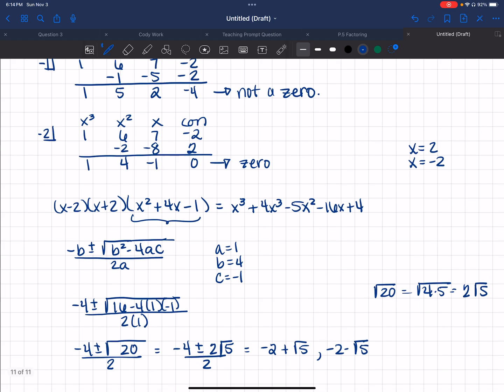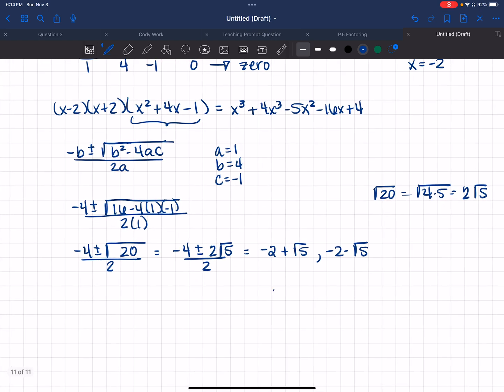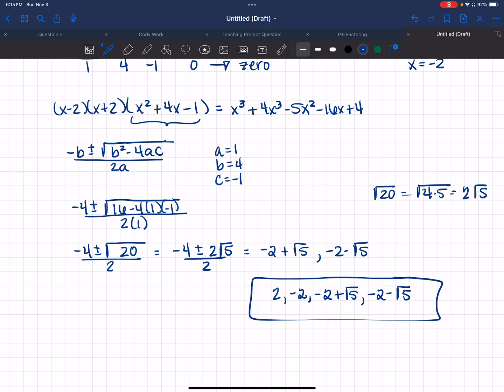So I have solutions of 2, negative 2, which I believe you got those. You got 2 and negative 2. Yep. And then your other one should have been negative 2 plus the square root of 5 and negative 2 minus the square root of 5. Okay.